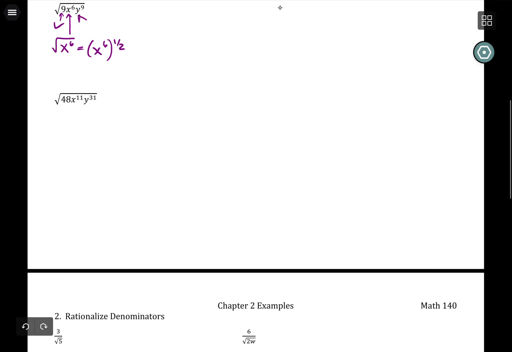So this is the one I want to break apart. I'm going to break off an even power, and then there'll just be one sad y left over. So I have the square root of 9 times x to the 6th times y to the 8 times y.